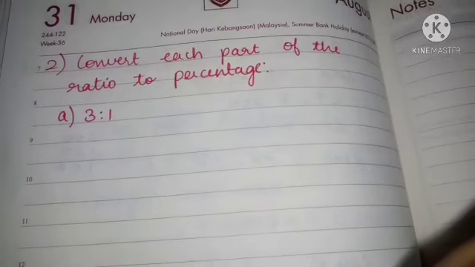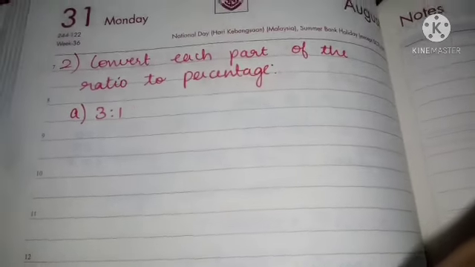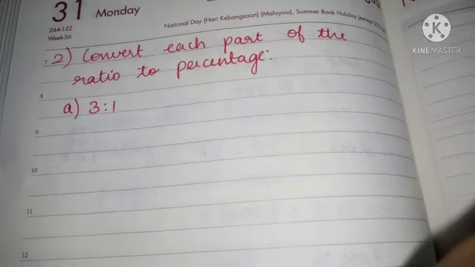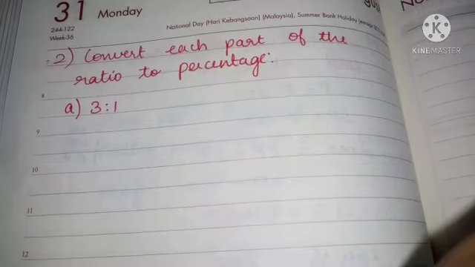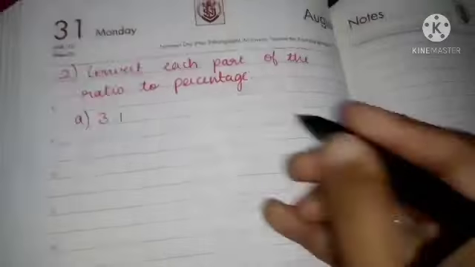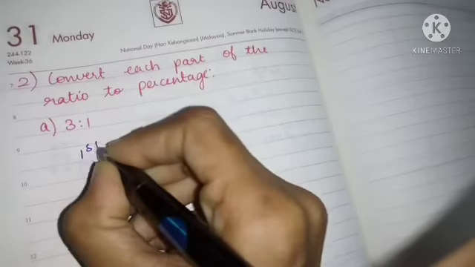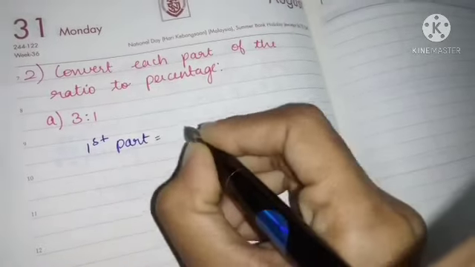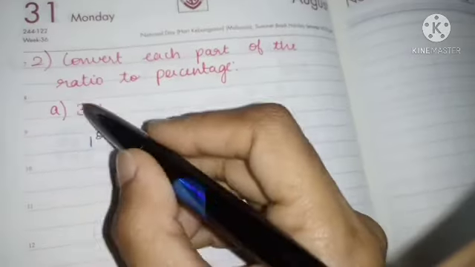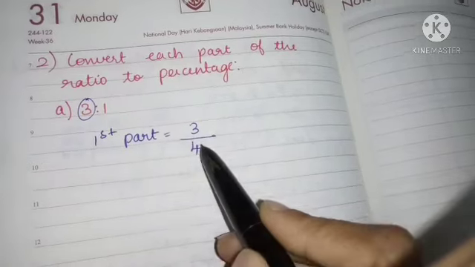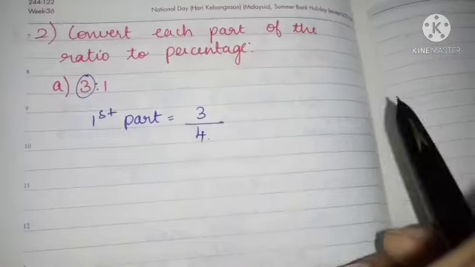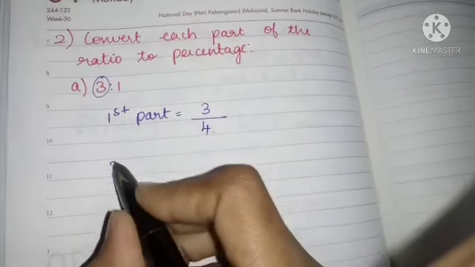Next I am going to teach you the second problem. Convert each part of the ratio to percentage. What is the ratio given? 3:1. We should find the percentage for each part. What is the first part? The first part will be 3 divided by 3 plus 1, which is 4. So 3 out of 4. That is the meaning of the first part.